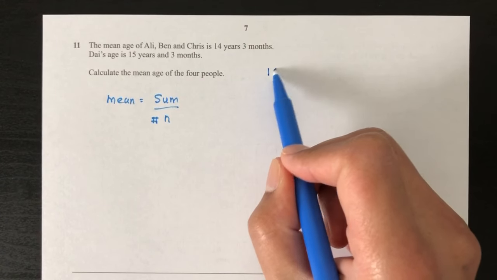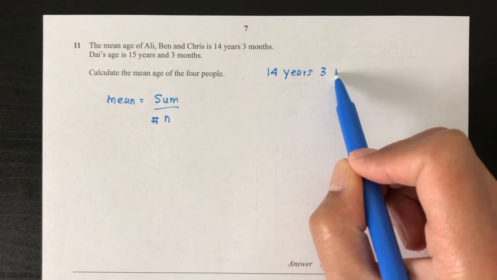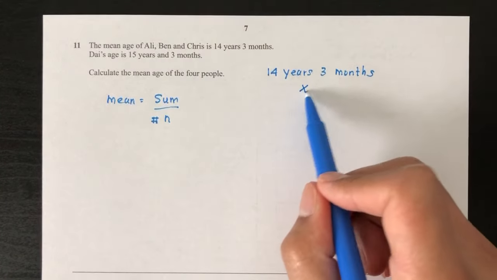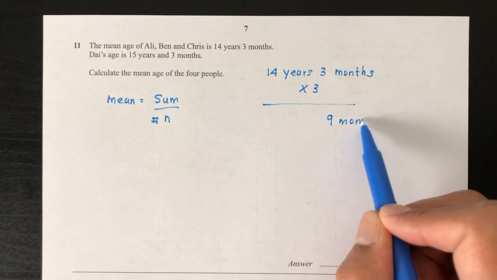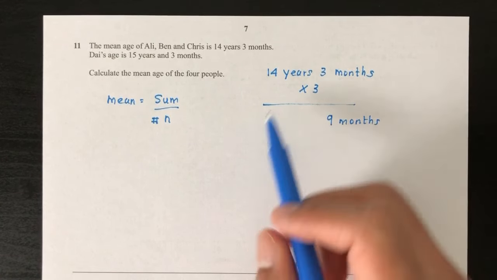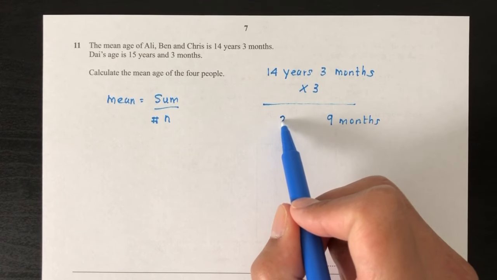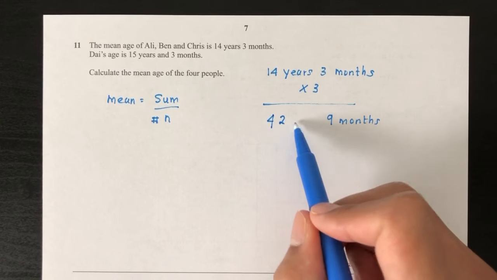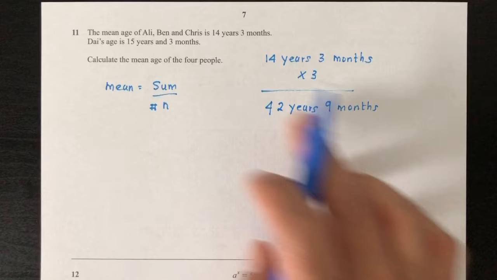That will be 14 years and 3 months. That was for 3 people, times 3. You will have 9 months. And how many years? That will be 4 times 3, sorry, 4 times 3 is 12, and that will be 43. So now you have to add this to the new guy.